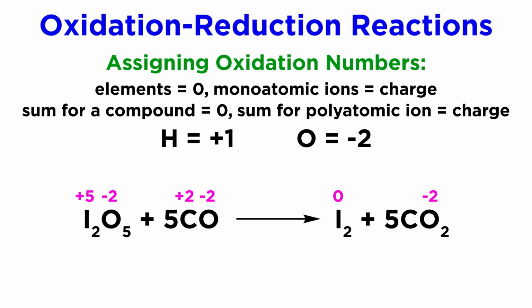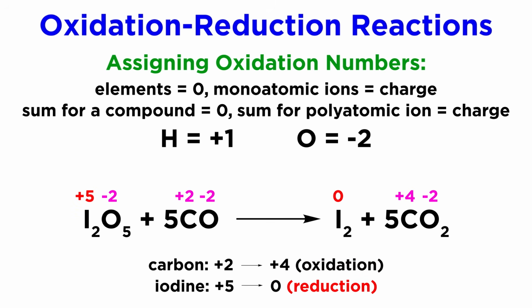Then for CO2, there are 2 oxygens, each of which are -2, for a total of -4, so carbon must be +4 in order for the oxidation numbers to add up to 0. We can see that carbon has gone from +2 to +4, so it has been oxidized. Iodine went from +5 to 0, so it has been reduced.